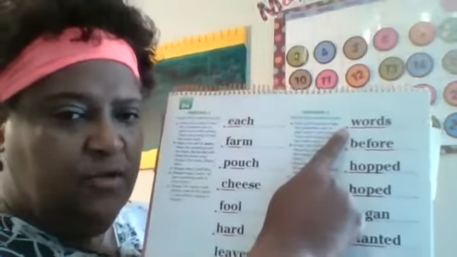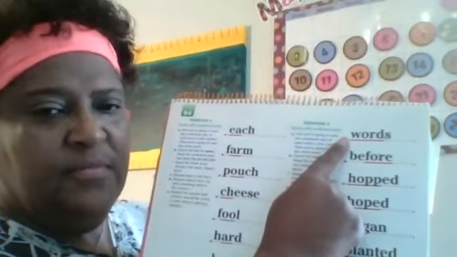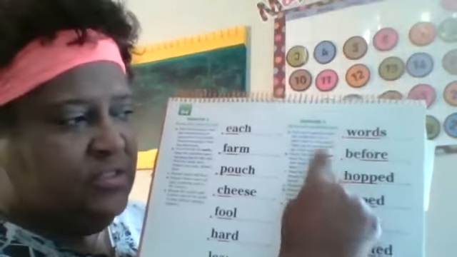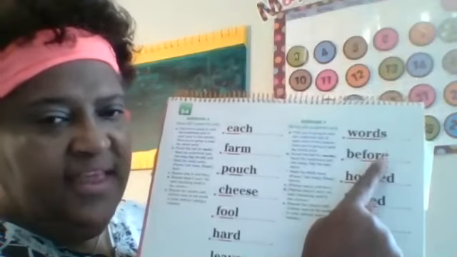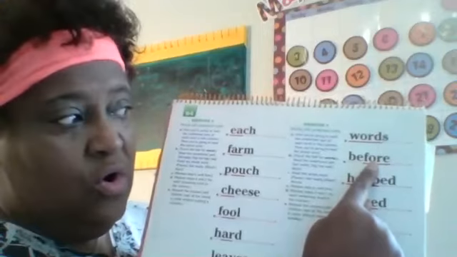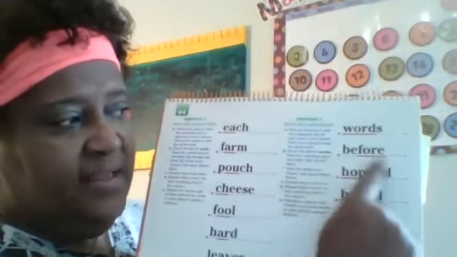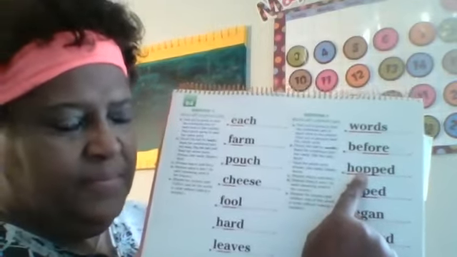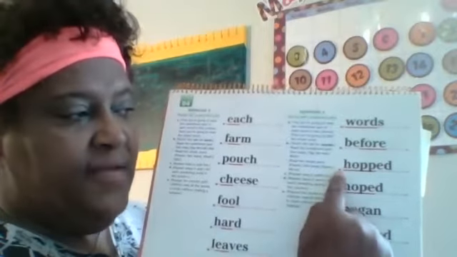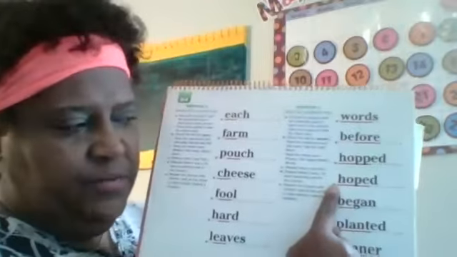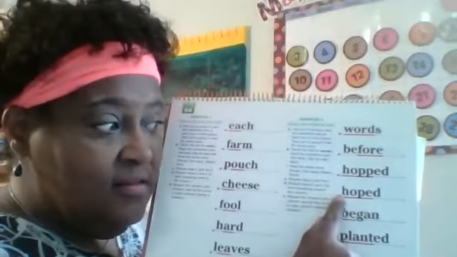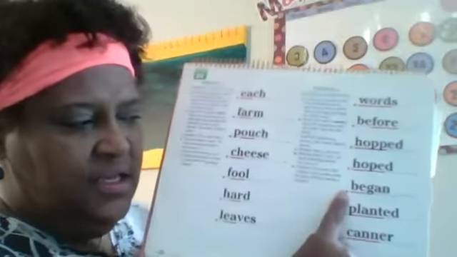Alrighty, this next column of words. First, you're going to read the underlined part, then you're going to read the whole word. First word. Read the underlined part. Get ready. Yes, word. Read the whole word. Get ready. Yes, words. Next word, read the underlined part. Get ready. Yes, for. Read the whole word. Get ready. Yes, before. Next word, read the underlined part. Get ready. Yes, hop. Read the whole word. Get ready. Yes, hopped. Next word, read the underlined part. Get ready. Yes, hope. Read the whole word. Get ready. Yes, hoped.